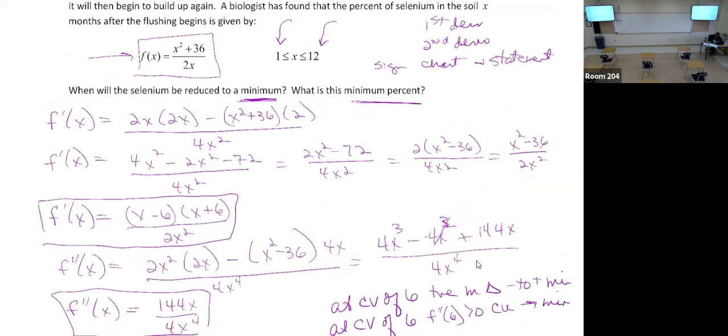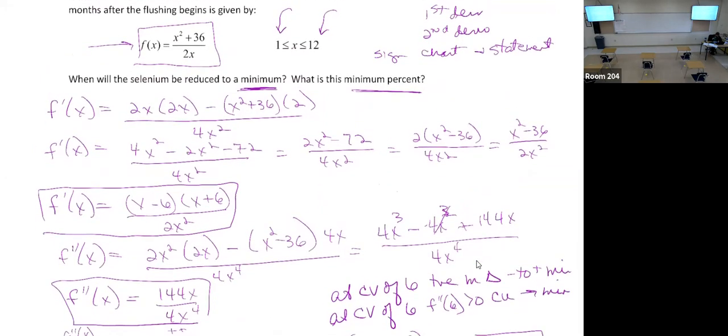Okay, so here's my setup. I start taking my first derivative. I then clean it up and I get it all the way down to this. That's the best form for taking my second derivative. But in terms of finding critical values, this is a better form. I just factored the numerator to be x minus 6 and x plus 6. So my critical value is going to be equal to 6 because I cannot use negative 6. That's not in my domain.